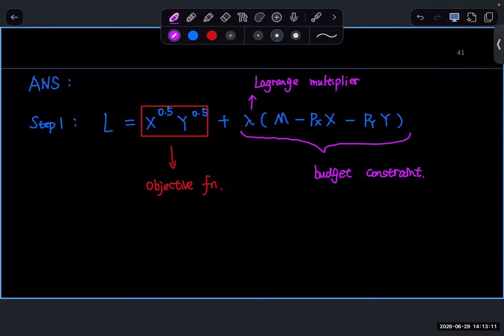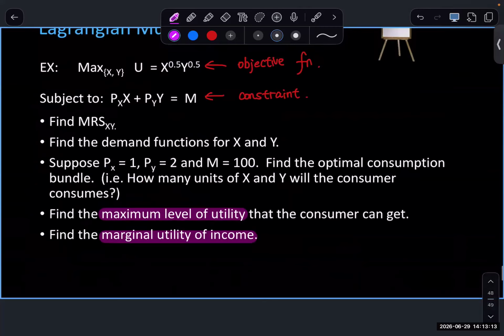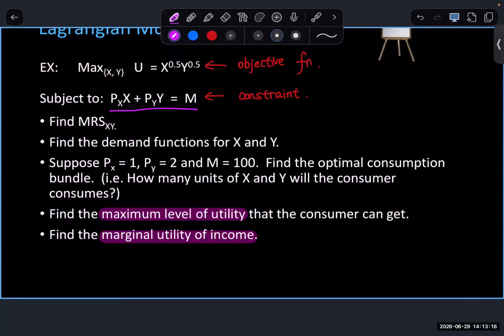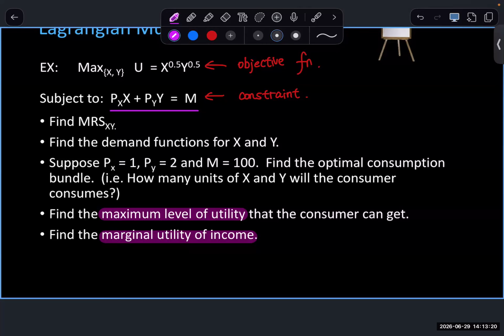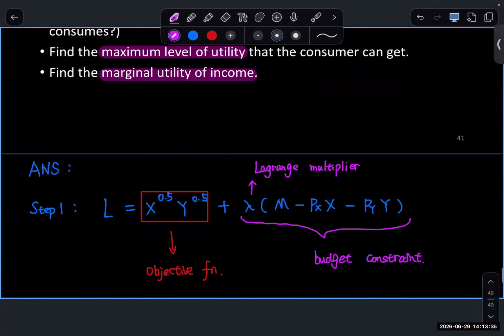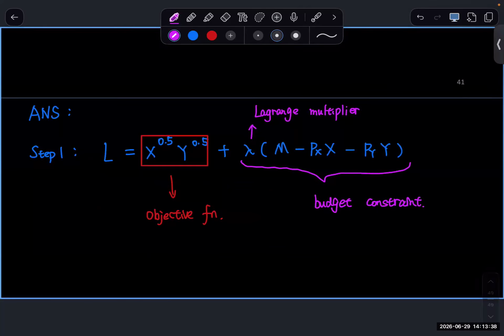How do we get the budget constraint like this? You just rearrange, okay? Rearrange here. Okay, so let's move each part to the right. What we have: m minus px times x minus py times y equals 0. This is exactly the same here, right? And then you multiply it by lambda, okay?